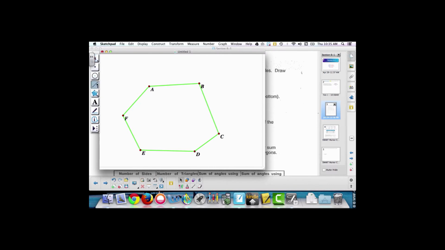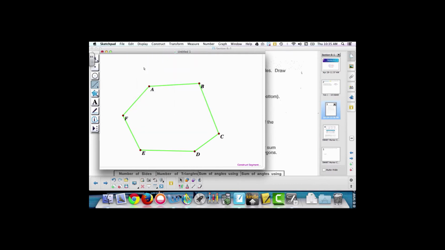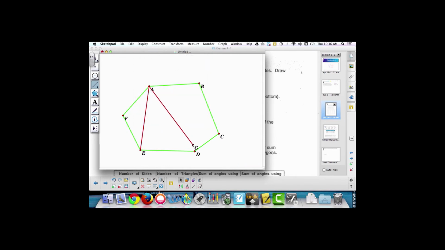Okay, now I'm going to draw diagonals from one vertex. First one, I'm going to choose vertex A. I'm going to skip points F and B since they are right next to A and draw diagonal AE, diagonal AD, and diagonal AC. Do not draw any other diagonals in this picture, as these are all the diagonals that come from this one vertex.